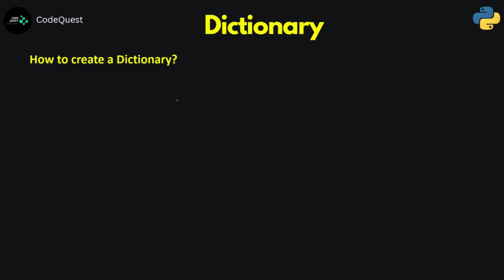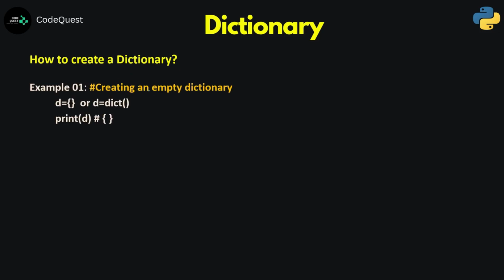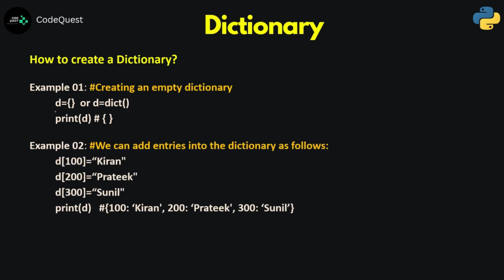Now, let us see how exactly we can create a dictionary. There are several ways to create a dictionary. The first one is you can take the help of a pair of curly braces, an empty curly braces, whenever you want to create an empty dictionary. Otherwise, you can also take the help of a predefined function, that is dict. So either this or this you can use in order to create an empty dictionary. You can see when I'm trying to print D, I'm getting this blank without having any element, this pair of curly braces, which is indicating it is an empty dictionary.